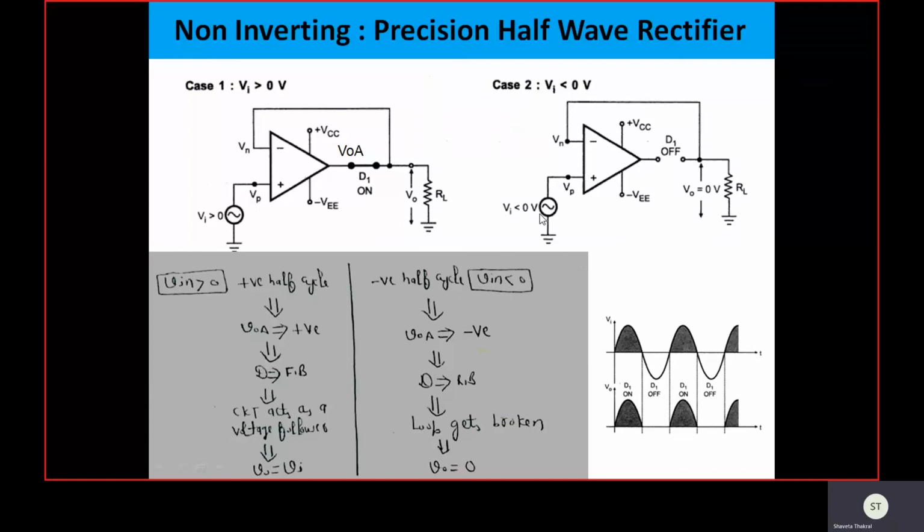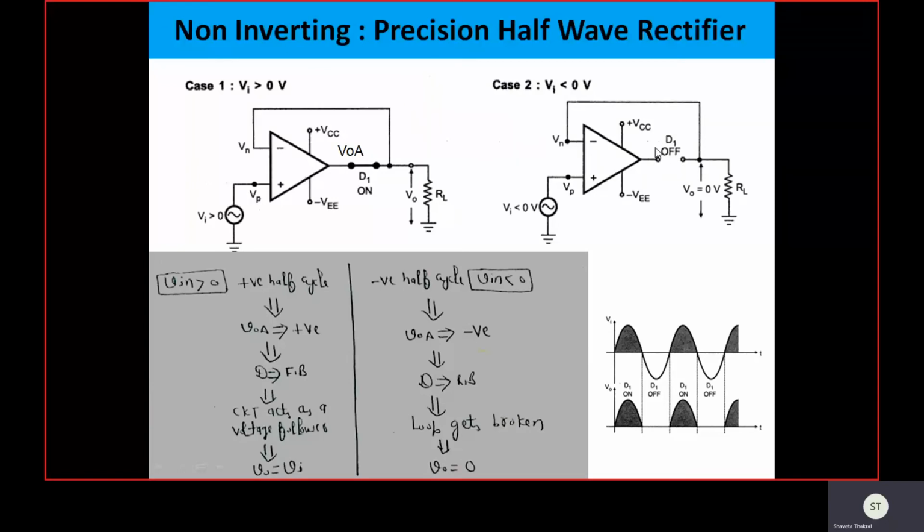case, as this input voltage is negative, the VOA point will get the negative voltage here. So when the voltage at this point is negative, this diode that was connected here will be reverse biased now, and that will behave as an open circuit.